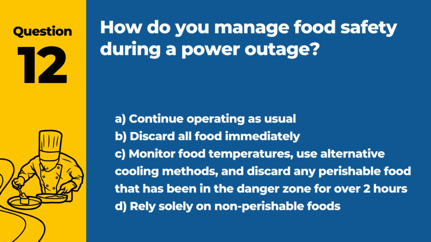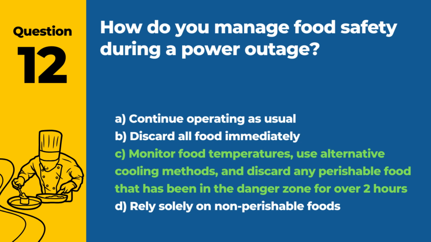Question 12. How do you manage food safety during a power outage? A. Continue operating as usual. B. Discard all food immediately. C. Monitor food temperatures, use alternative cooling methods, and discard any perishable food that has been in the danger zone for over 2 hours. D. Rely solely on non-perishable foods.